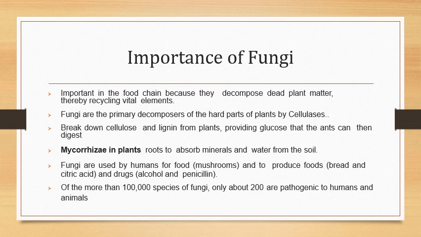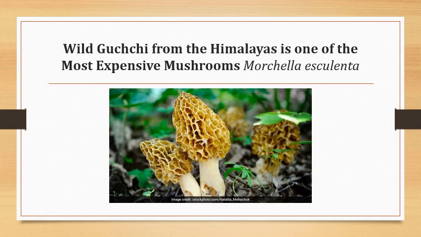There are a great many species, more than 1 lakh species are available in nature, but very few, about 200 species, are pathogenic in nature.